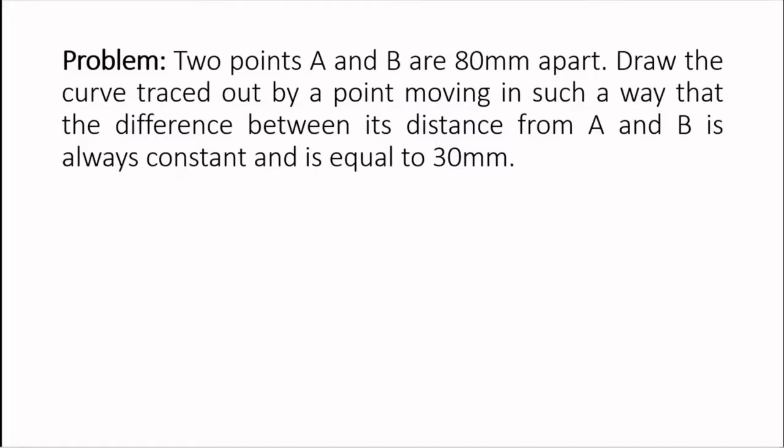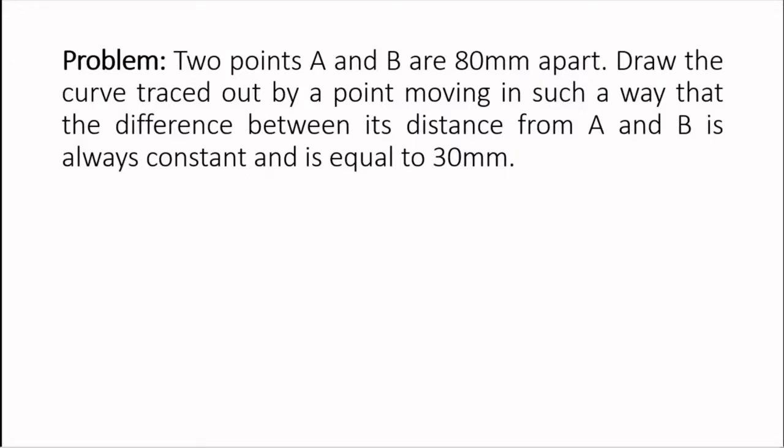When we read this problem statement, we should notice that the curve is traced by a point moving in such a way that the difference of its distance from two fixed points, that is foci A and B, is always constant and equal to 30 mm. So when the statement mentions the difference between the distances from the foci is constant, the curve is a hyperbolic curve.